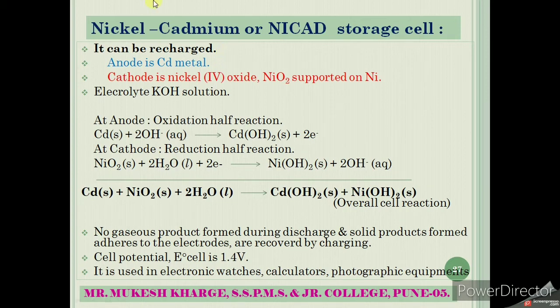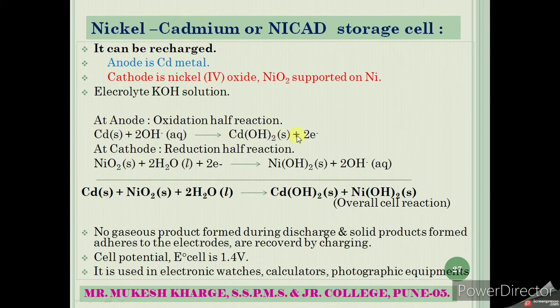So here in this cell, the anode is cadmium metal, while the cathode is nickel oxide NiO2 supported on nickel. The electrolyte used is basic KOH solution. What is the reaction at the anode? We know the rule "LOAN": anodic oxidation. So oxidation takes place. Cadmium solid plus 2OH minus, the aqueous hydroxide ion from KOH solution, gets converted into this.